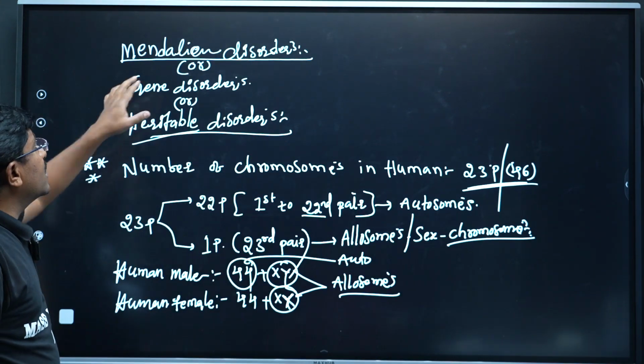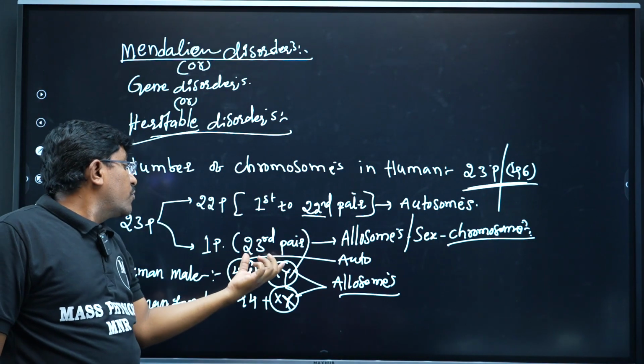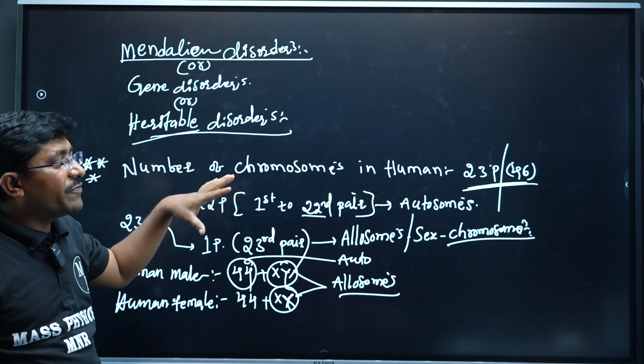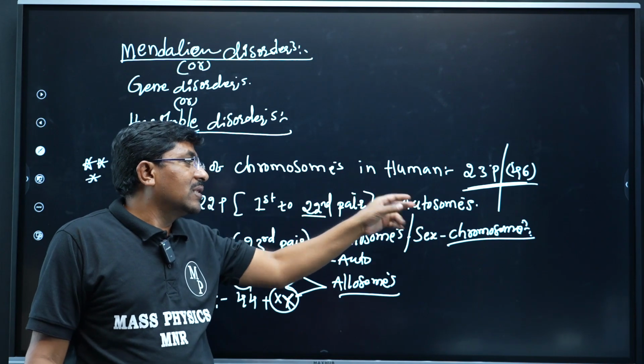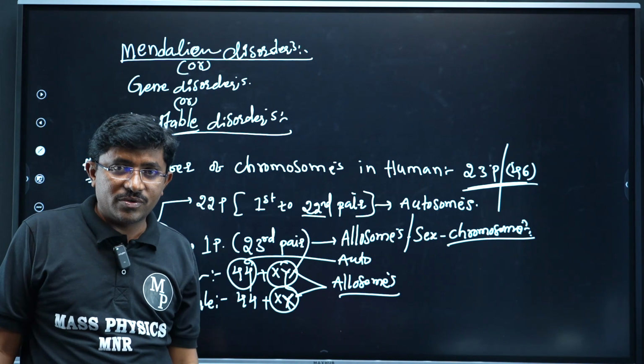These Mendelian disorders are on these 46 chromosomes, meaning the gene defect has occurred either on the autosomal chromosomes or on the allosomal chromosomes.